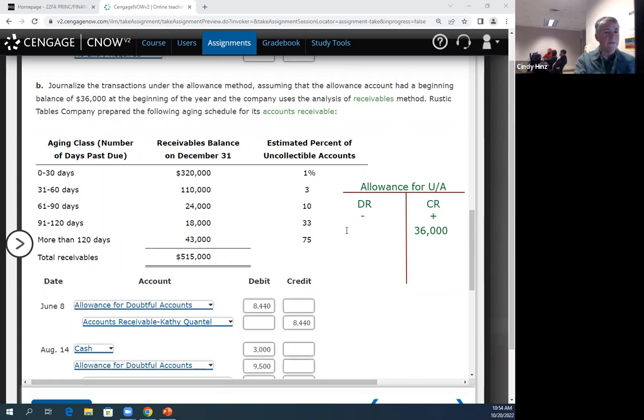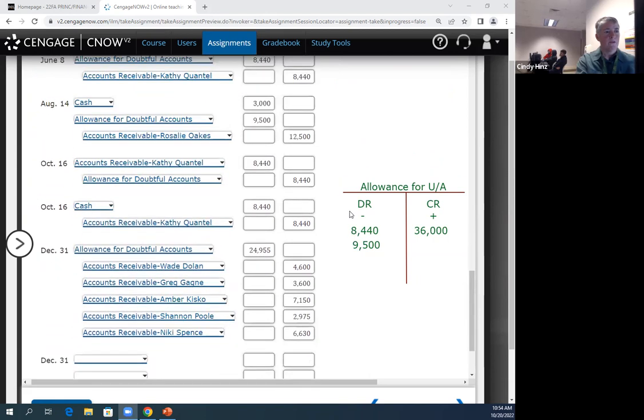On June 8th, we made an entry, a debit of $8,440 to that allowance. On August 14th, we made another entry, a debit of $9,500 to that account. Scroll down here. On August 16th, we had another entry to the allowance account. It was a credit. We were putting that $8,440 back in because Kathy Quantel was actually going to pay her bill.